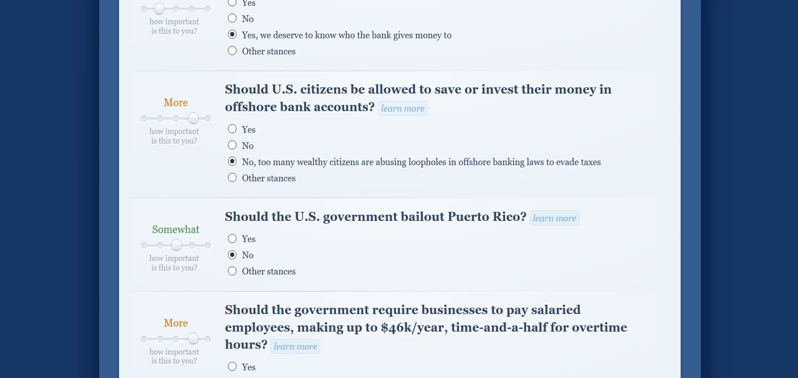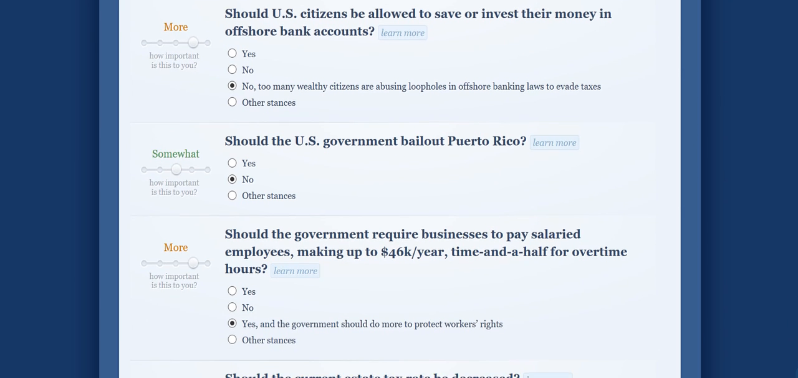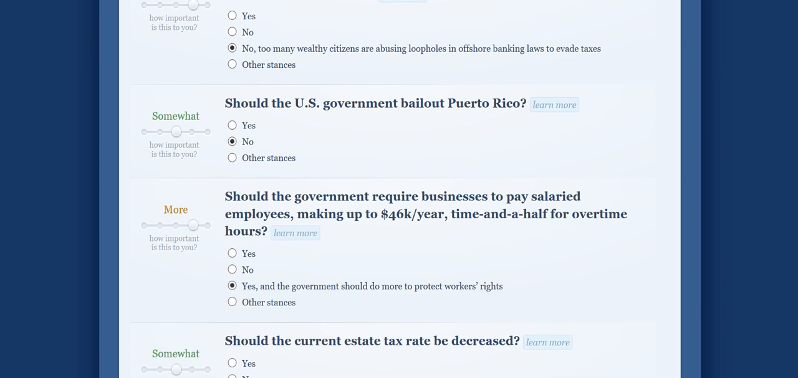Should the government require businesses to pay salaried employees making up to $46,000 a year time and a half for overtime hours? All right, so this is another one where I said yes, and the government should do more to protect workers' rights. In reality, I think I'd even be a little more aggressive on that. I think that the whole idea of time and a half and overtime should apply to most people, man.